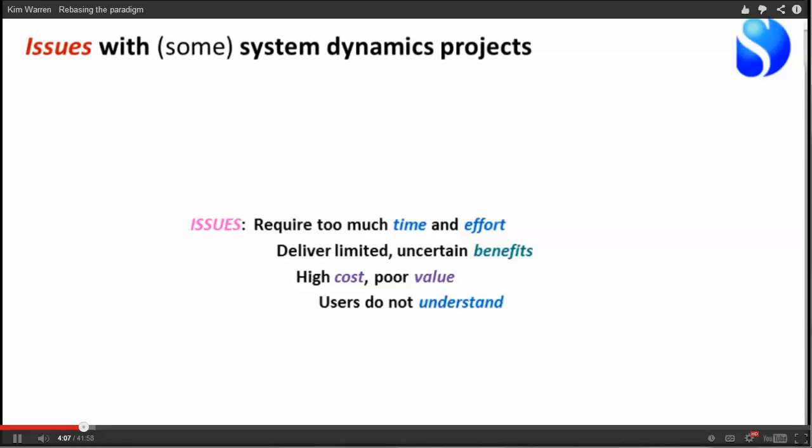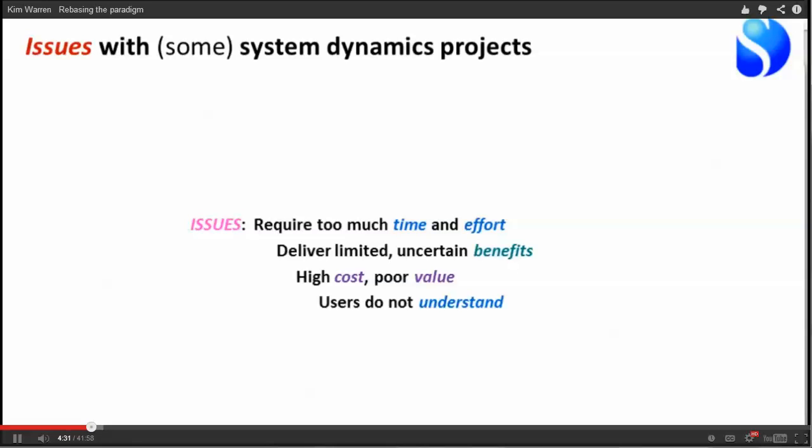There are issues arising from this. This requires a lot of time and effort from a lot of people. And simply getting all the stakeholders to agree that this is something they should bother doing is a big enough effort. Then you've got to get them all together. Then you've got to consult with them all. Then you've got to hold workshops purely to get to the causal loop diagram.